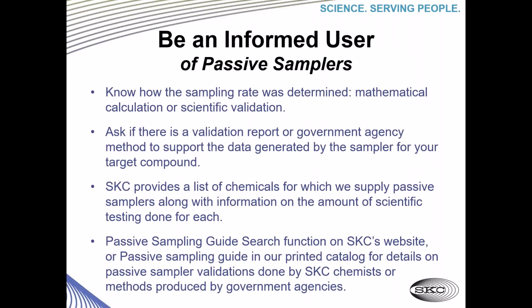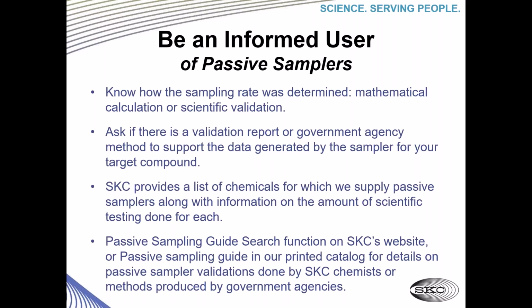It's important to be an informed user when you're talking about passive samplers. So know how the sampling rate was determined, whether it was mathematical calculation or by scientific validation. It's good to ask, is a validation report or government agency method available to support the data generated by the sampler for your target compound? SKC provides a list of chemicals for which we supply passive samplers along with information on the amount of scientific testing done for each. All that information is available to you at any time.